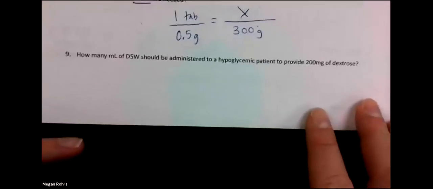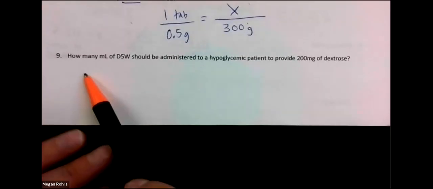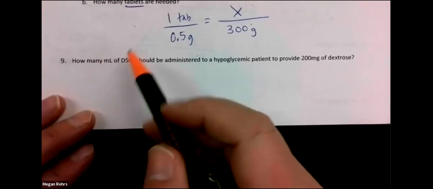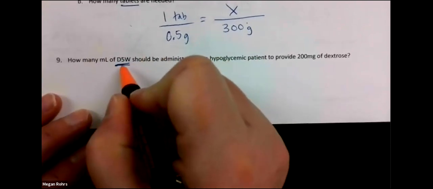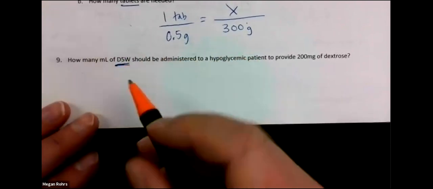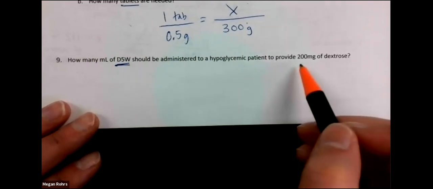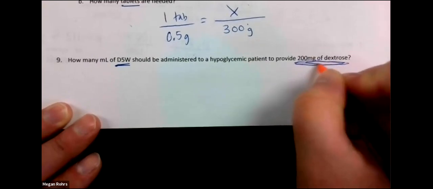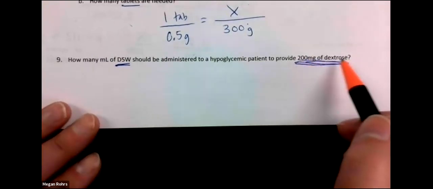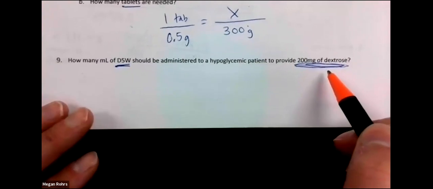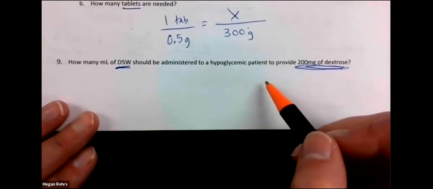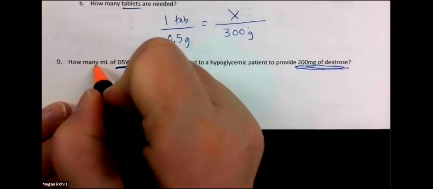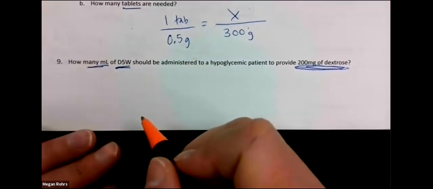And then after you have solved B, go ahead and solve number 9 as well. So how many mils of D5W? You're going to need to first interpret that. What does that mean? Should be administered to a hypoglycemic patient to provide 200 milligrams of dextrose. So now this time we have the amount of active ingredient, so you're going to have the amount that you need on top. You're going to be solving for how many milliliters of solution.